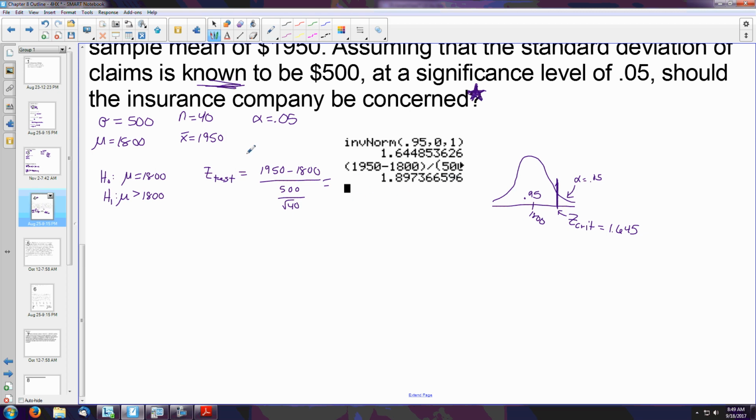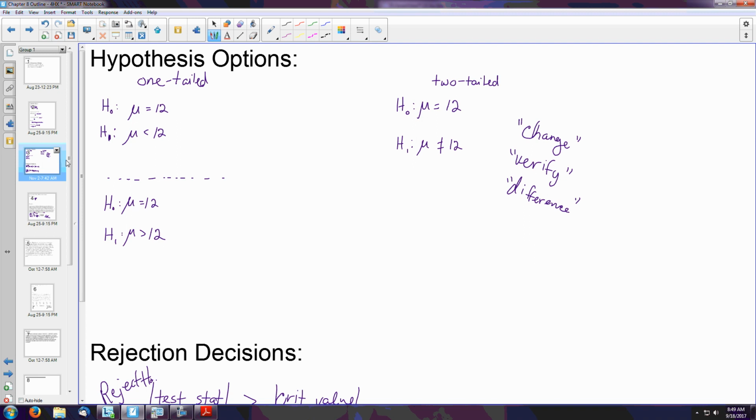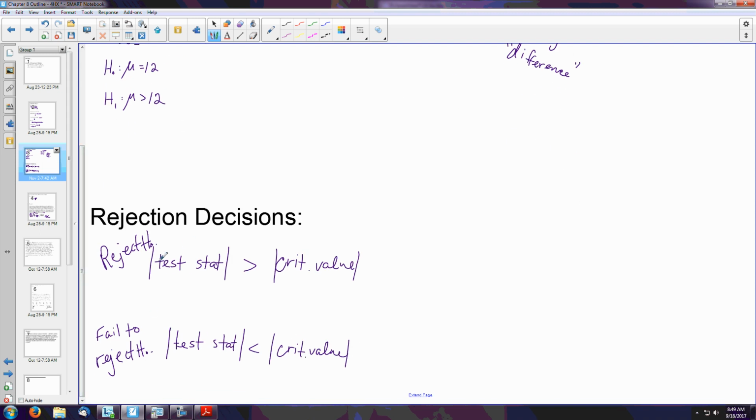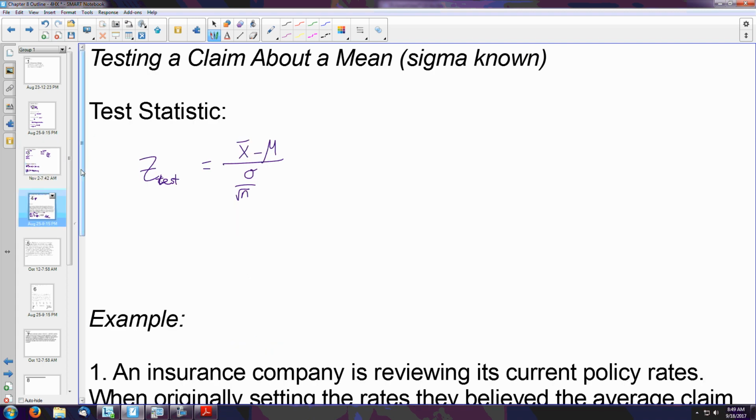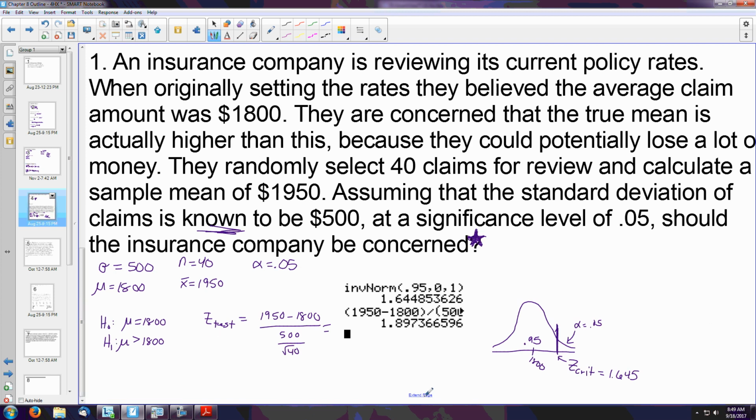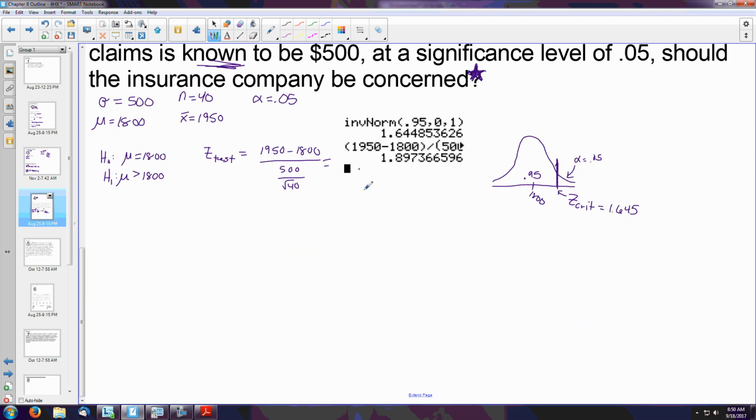If you recall, all of this is dealing with a number line. Now, what does it mean for us to make a decision here? If you remember the decision rules, when your test statistic is greater than the critical value, you may reject your null hypothesis. When it's less than, you have to fail to reject your null hypothesis. In this case, we have a z-test statistic of 1.897, and the absolute value of a positive number doesn't change anything. That is greater than 1.645, which means that we would reject our null hypothesis.